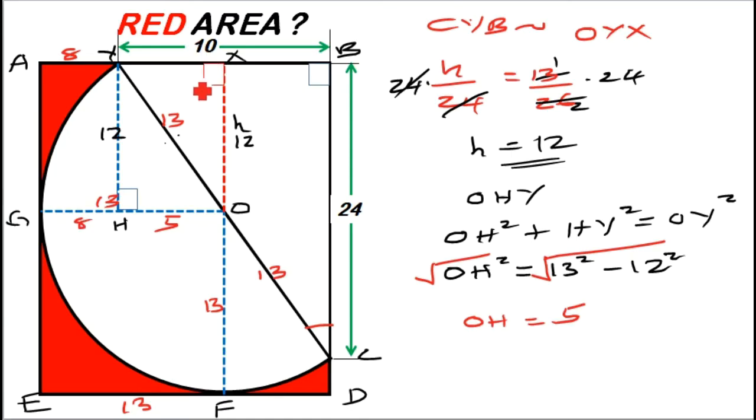So if 8 plus 10 is 18 and from E to F is 13, meaning from F to D is 5, because that length has to be 18, as we've seen from A to B, which is 8 plus 10. Ladies and gentlemen, we've determined all the unknown values. Now our case is very simple to determine the red area. How do we now determine the red area?